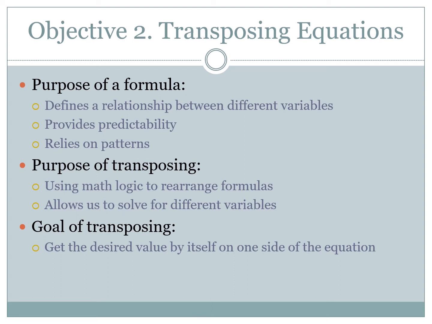So just a few things. The purpose of a formula: defines a relationship, provides predictability, and relies on patterns. Another way to think of it is that a formula is just a numerical way to express what a theory is. So if we know what the theory is, we can predict what the formula is going to be, and the formula should be there to prove that the theory is correct.